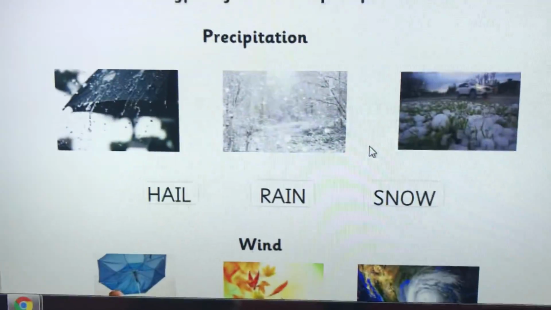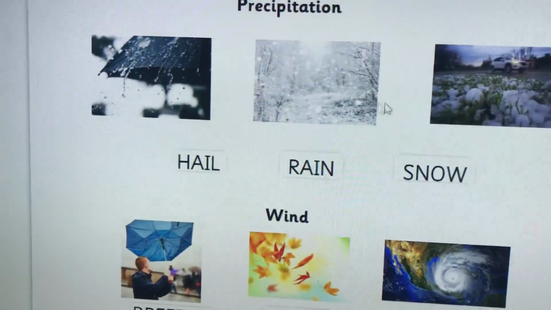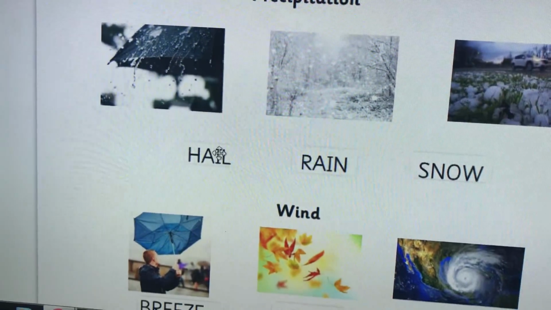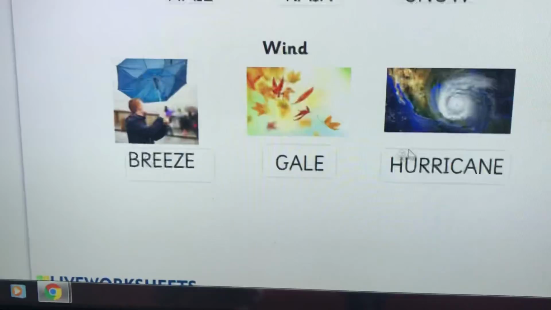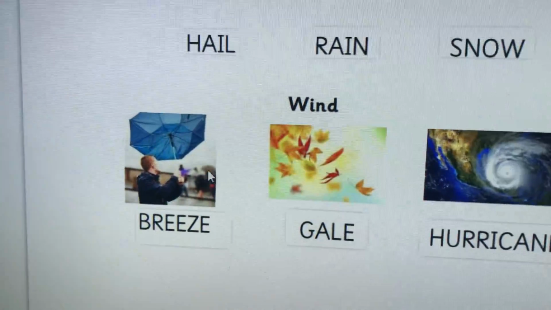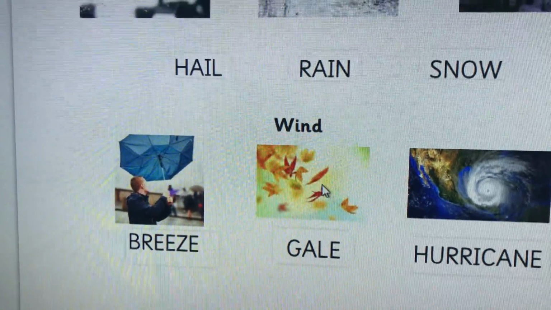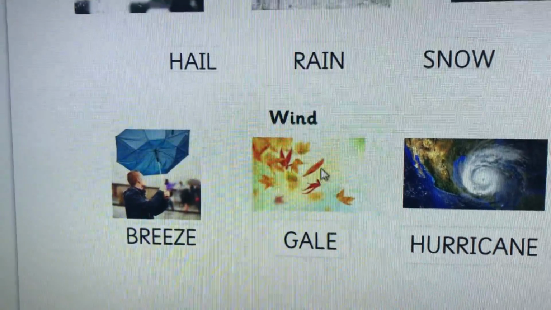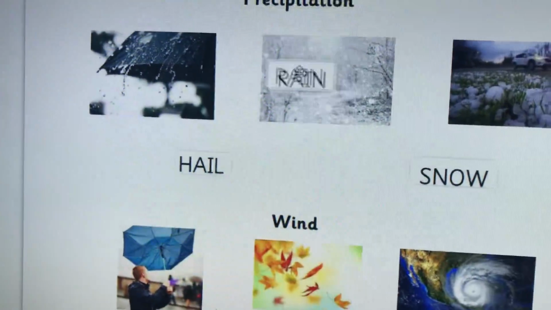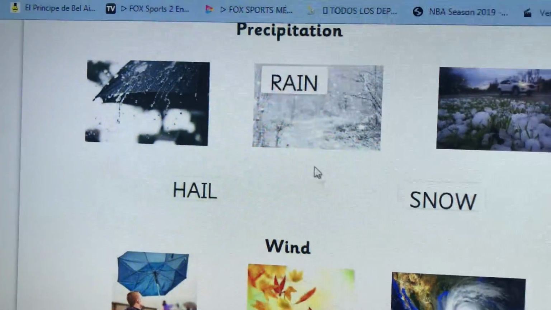Okay, now in this one you have to see the pictures and you have to choose which one this is. What does it talk about? This is talking about hail, rain, or snow. This picture, what is it talking about? It's about breeze or wind or gale. Which one do you choose? Like, say if I think this is rain, I go here and I put it here.